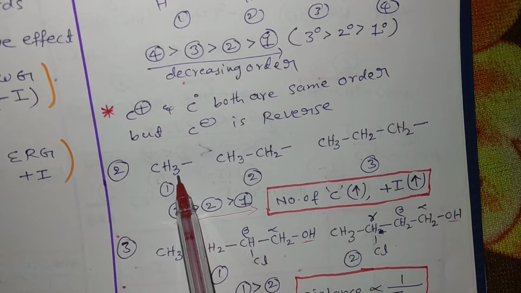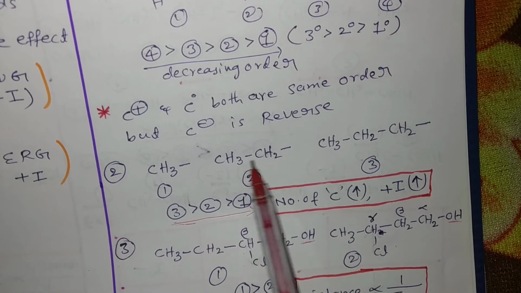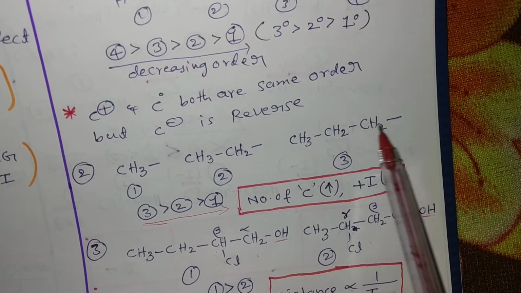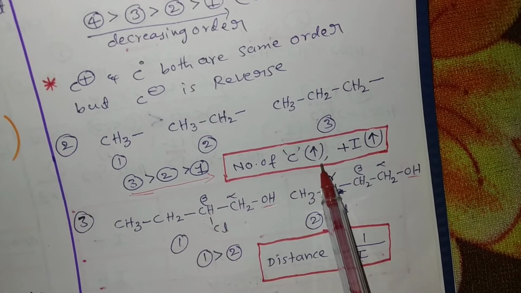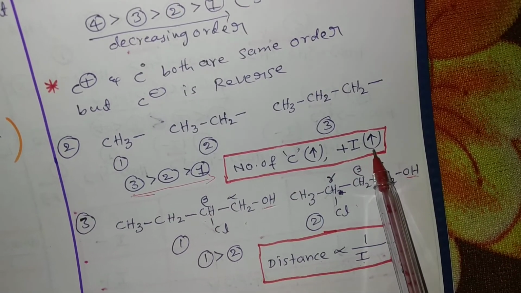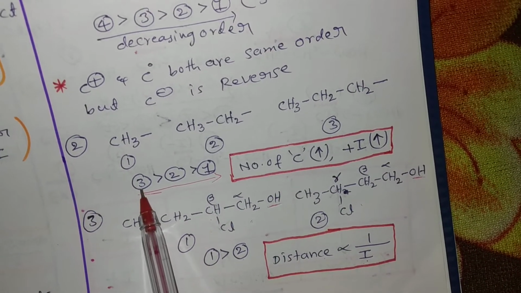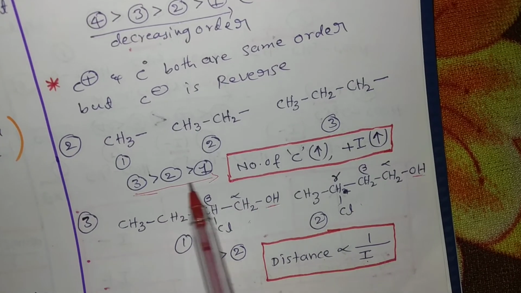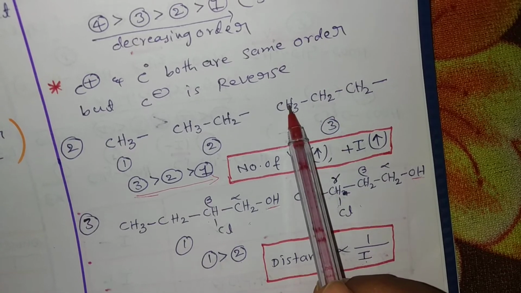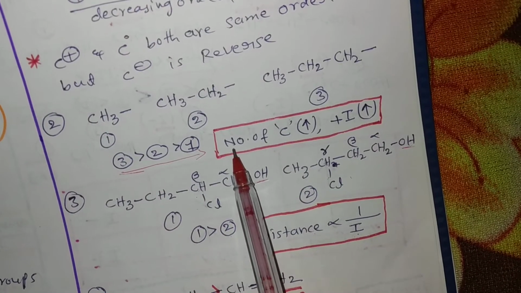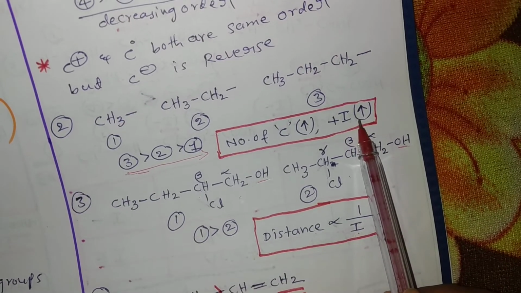CH3 means only one carbon is present. CH3CH2 means two carbons are present. CH3CH2CH2 means three carbons are present. If the number of carbons increases, then the positive inductive effect also increases. So in the correct order, the third has more positive inductive effect than the second and first, because three carbons are present. If the number of carbons increases, the positive inductive effect also increases.